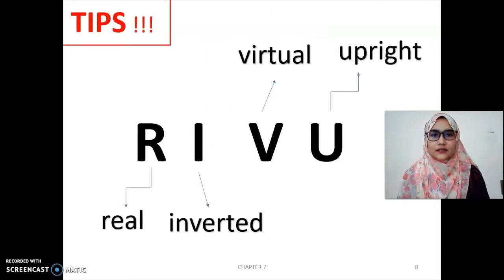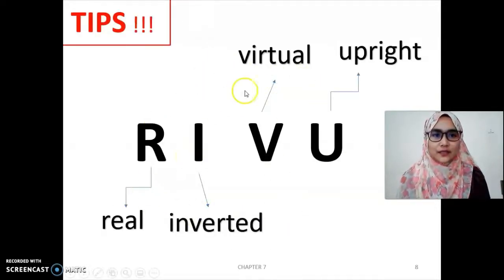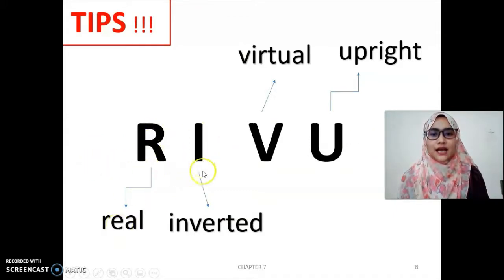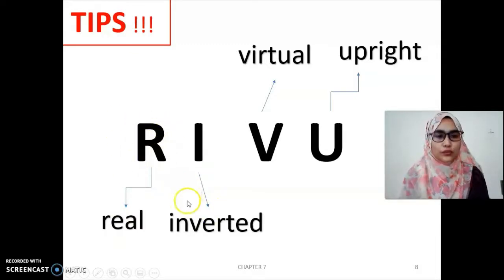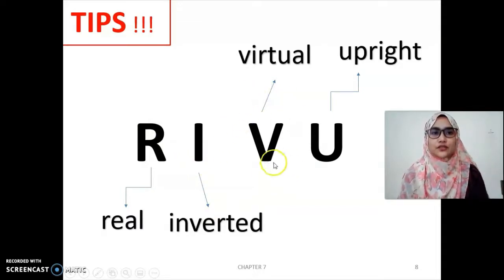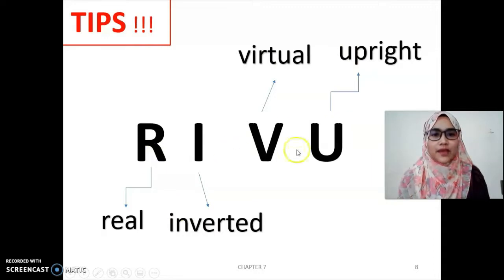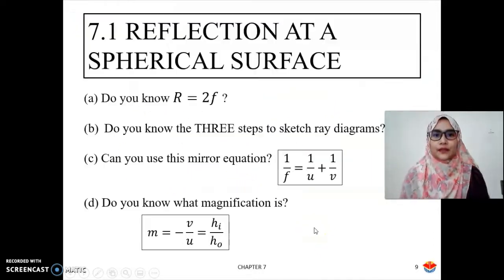Okay, so here's a tip for you. Remember RIVU, which stands for R is real, I is inverted. So when the image is real, it is always inverted. Always inverted, always. If it's virtual, it's always upright. This is their partner, their pairs. Okay, so please remember RIVU.